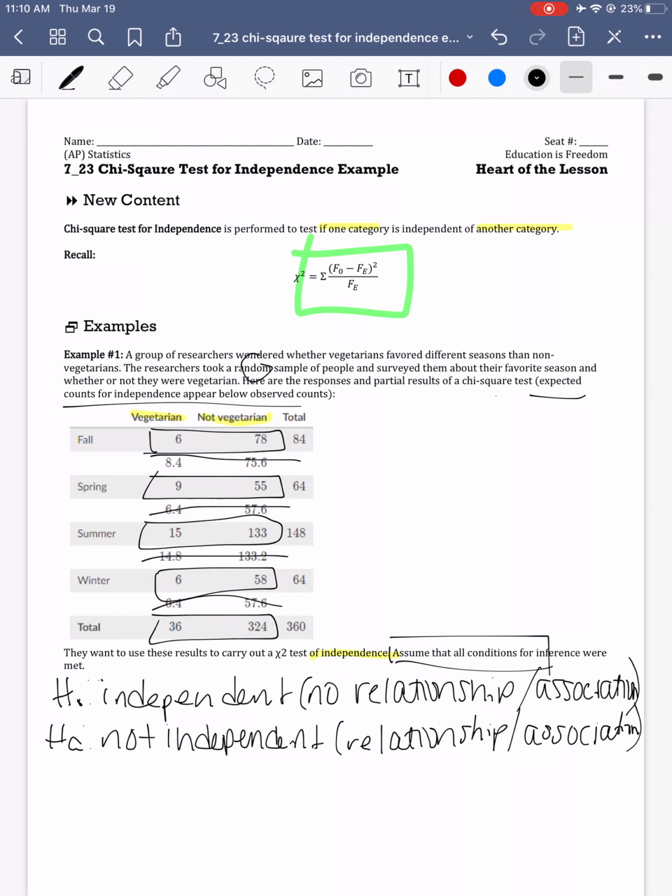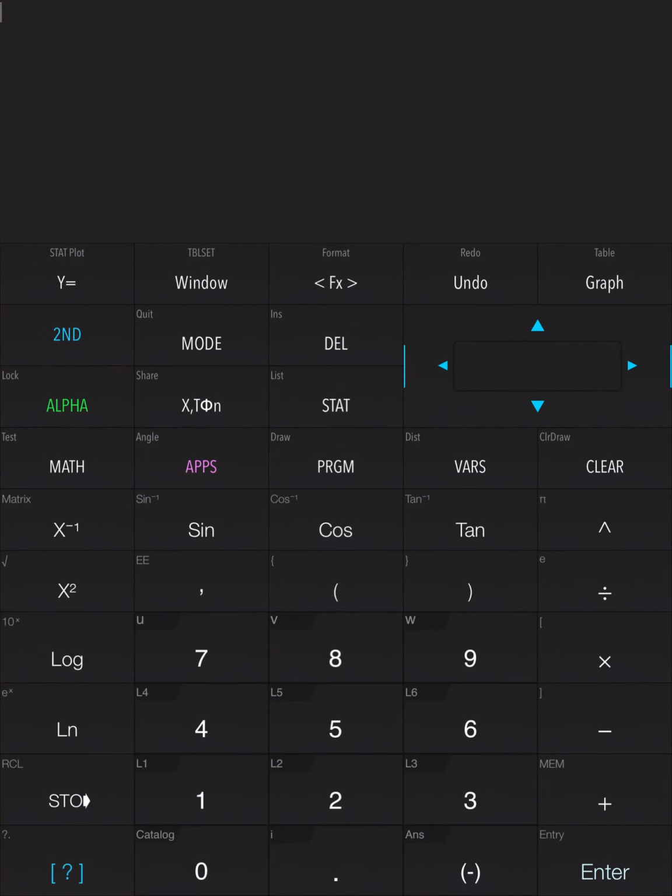Additionally, I do not want to include the totals, so I'm going to cross that column out as well, so that I note to myself I'm not including the expected values, I'm not including the totals, I'm only including the observed values. So let's go ahead and jump to our calculator to calculate our test statistic and our p-value.